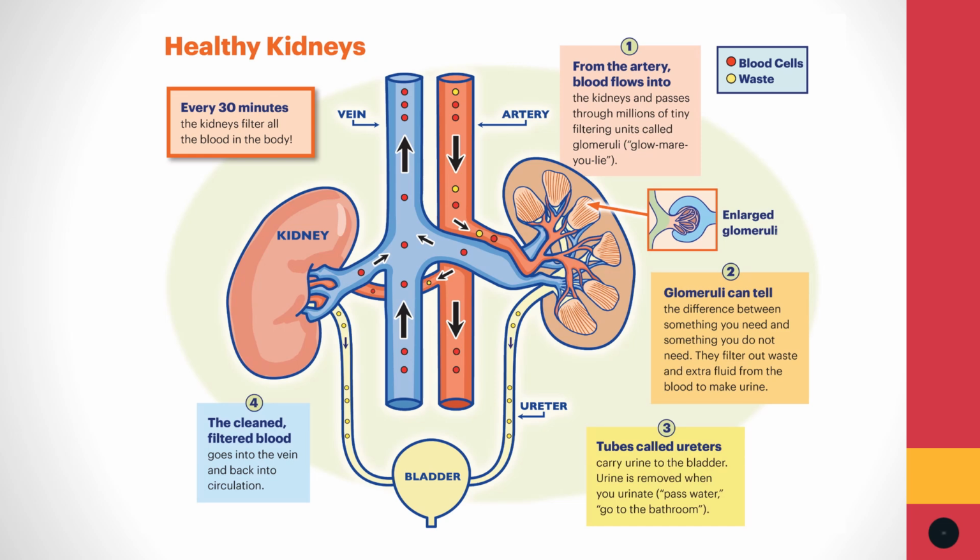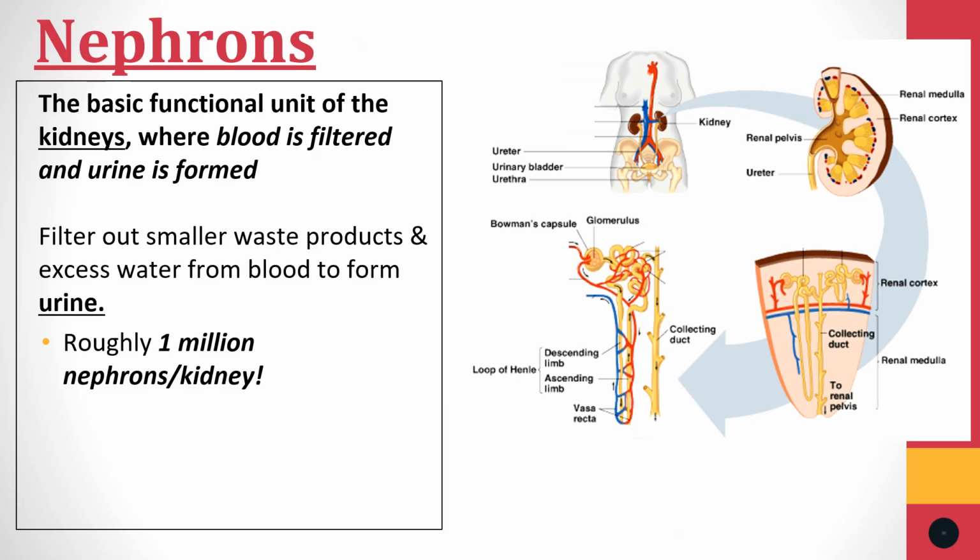Glomeruli can tell the difference between something you need and something you do not need. So they're going to filter out that waste and that extra fluid from the blood to make urine. After this, we have these little tubes called ureters. These are going to carry the urine to the bladder, and then the urine is going to be removed when you urinate, obviously. Then that clean filtered blood is going to go into the veins and back out into circulation. So that is just a really simplified basic view of how this happens.